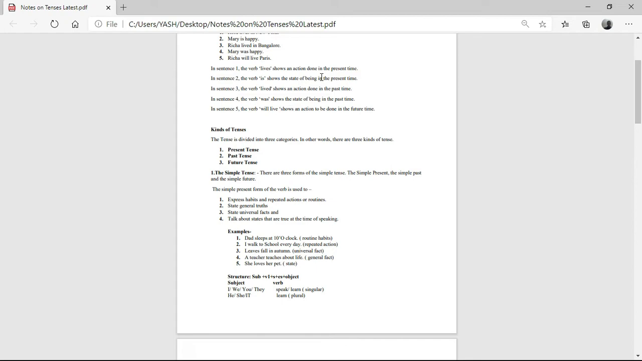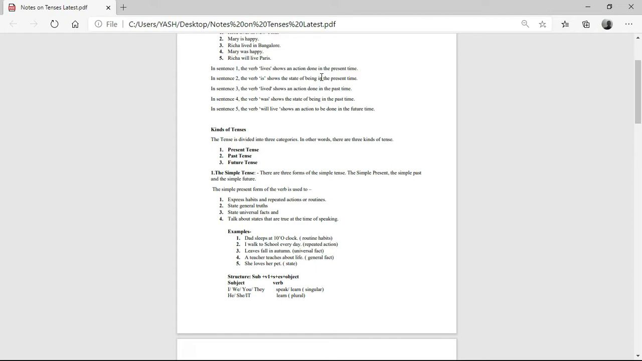Richa lived in Bangalore. In sentence 3, the verb lived shows an action done in the past time. Next, sentence 4, Mary was happy. The verb was shows the state of being in the past time. Is shows the state of being in the present time and was shows the state of being in the past time. Next and last one is Richa will live in Paris. In sentence 5, the verb will live shows an action to be done in the future. It has not happened yet. It will be happening later.